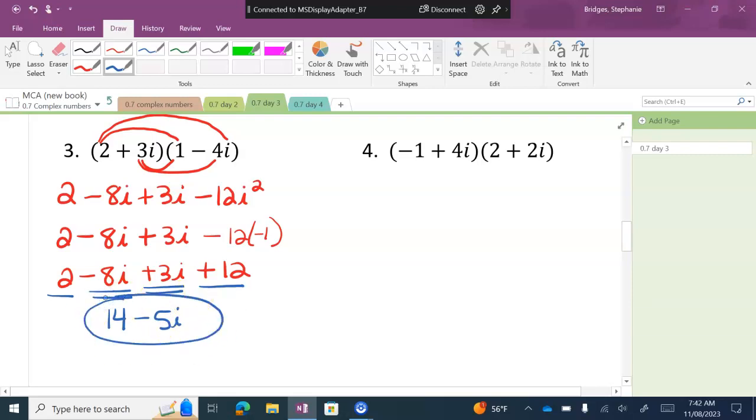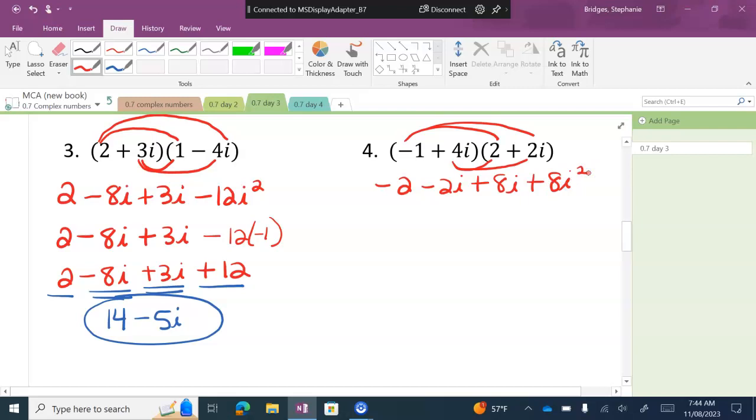All right. I want you to try 4. Again, we're going to do exactly the same thing we did with number 3. We're going to just multiply each term. Negative 1 times 2 gives me negative 2. Negative 1 times 2i is a negative 2i. Positive 4i times 2 is a positive 8i. And positive 4i times positive 2i is a positive 8i squared.